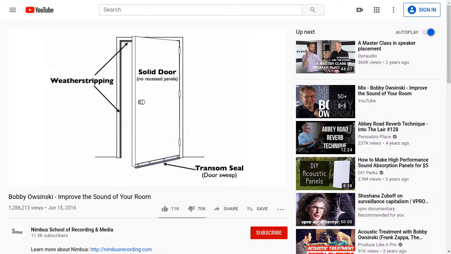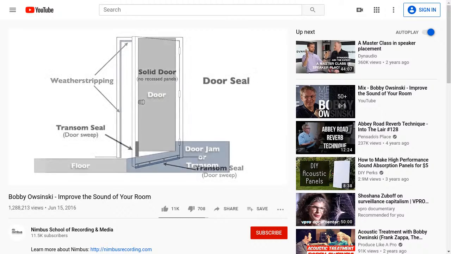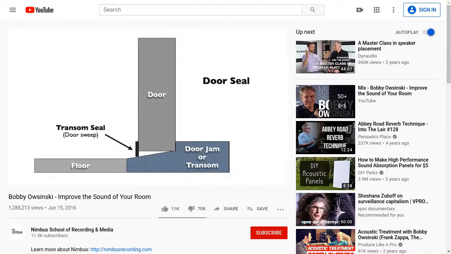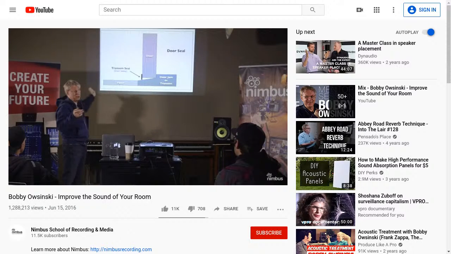So here's what we need. We need a door sweep or a transom seal, or if we go to the next one, we get a door jamb. Unfortunately, it's spelled wrong, but it's really simple. Again, we go to Home Depot, we pay $5, and we put this in, and next thing it does, it just seals that door. It seals the bottom of the door.